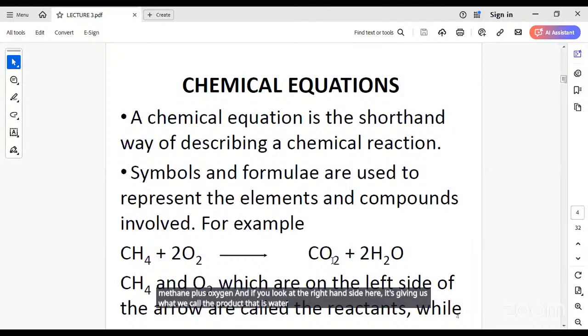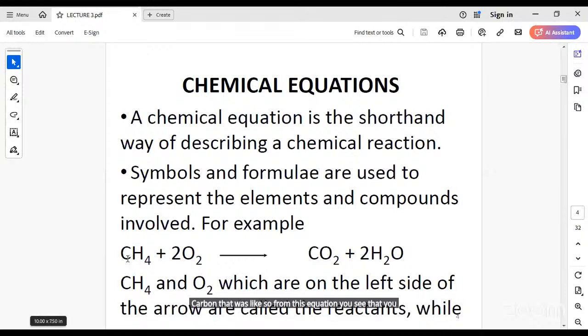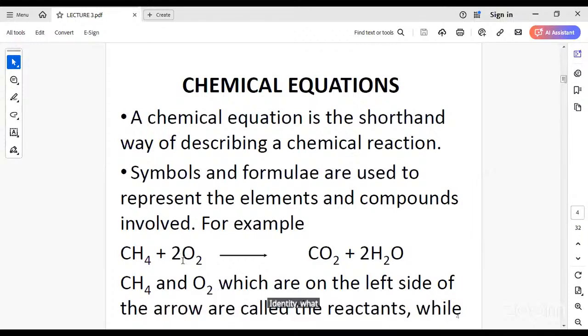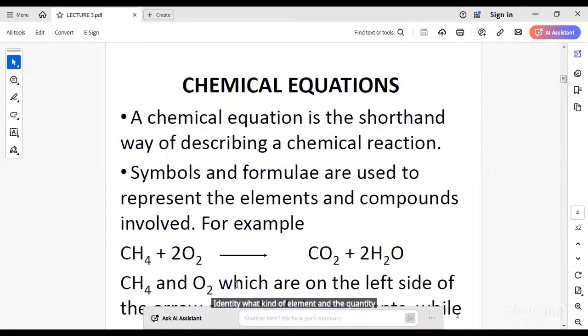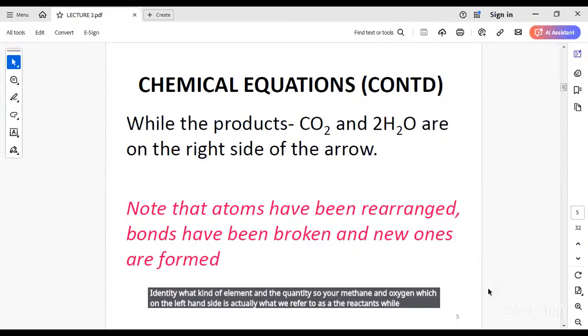and the carbon dioxide. So from this equation, you see that you have the identity, your carbon, your hydrogen, and we also have the quantities. Carbon is 1, hydrogen is 4. So as we said, it will tell you the identity, what kind of element, and the quantity. So your methane and oxygen, on the left-hand side, are what we refer to as the reactants, while the product, which is your CO2 and your water, are on the right-hand side.